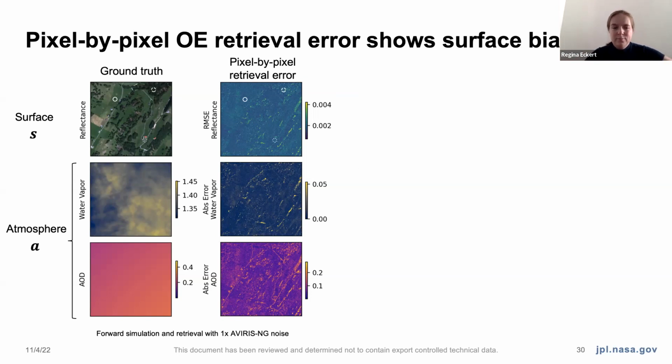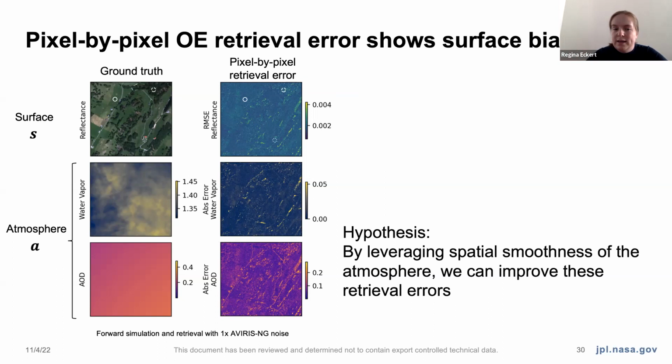All right. So the question I was asking was, how can we address this problem? And the hypothesis here was that if we leverage the spatial smoothness of the atmosphere, using the information that we should actually have a spatially smooth atmosphere, we can improve these retrieval errors.